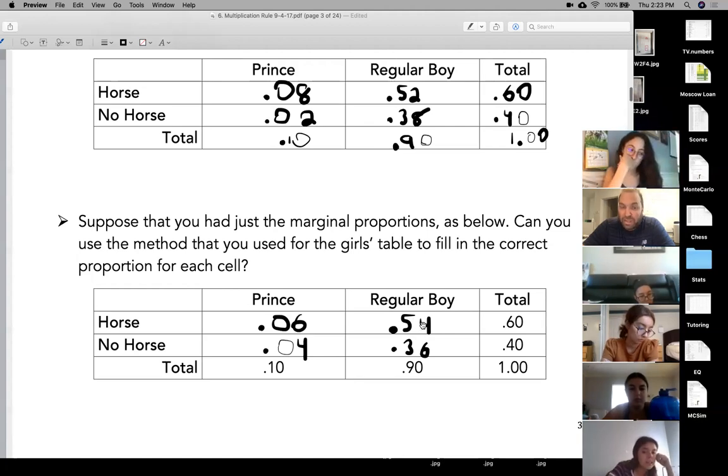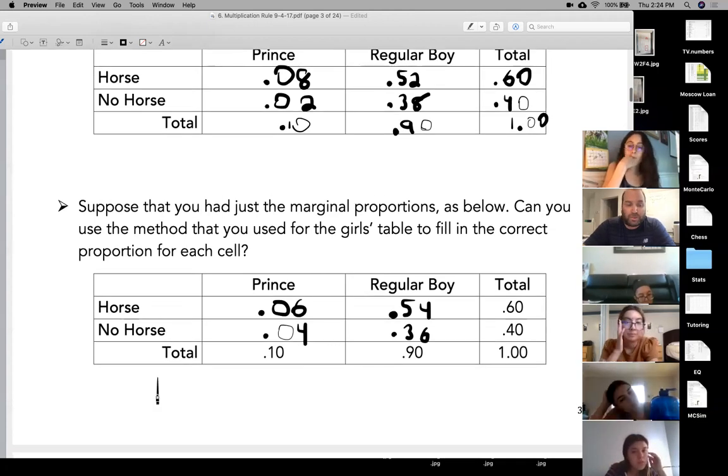Now, if I didn't have that information at all, let me rephrase how I'm trying to say this. Suppose I want to calculate the probability that it's a prince. If I pick someone at random, what is the probability that it's a prince?